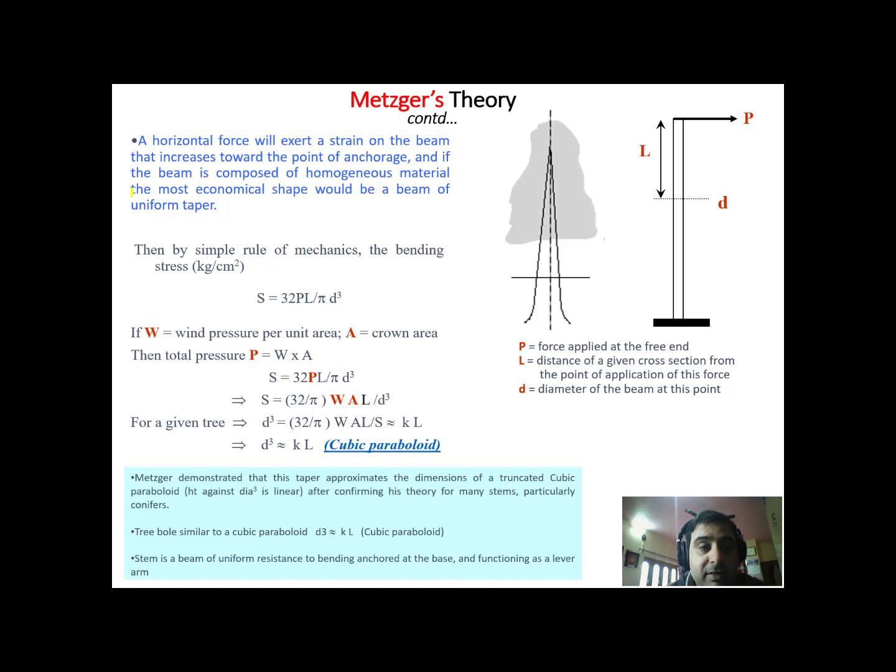We have to understand it further through this diagram. Let's say P is the pressure, or the force, which is applied on the tree, L is the distance of a given cross section from the point of application of the force, and D is the diameter of the beam at this point. Say we choose this point, and this is the length from where the force is applied to the cross section we chose. It says that a horizontal force will exert a strain on the beam that increases towards the point of anchorage.